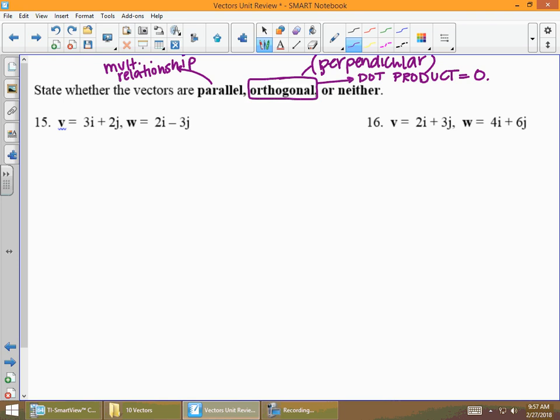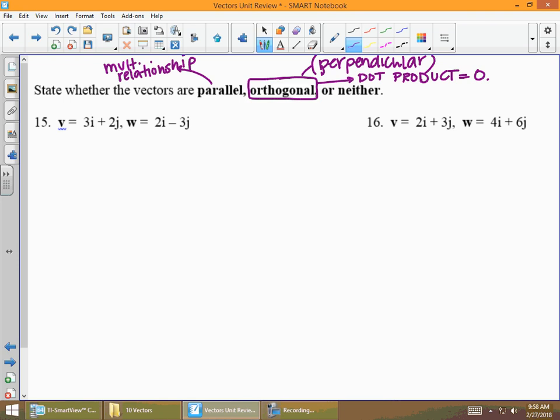So I usually take a glance at my vectors, see if I can guess and test the multiplication situation. If I can't, I do the dot product. And then if neither of those works, if I don't get a 0 dot product, then I say neither. So let's go through that process.